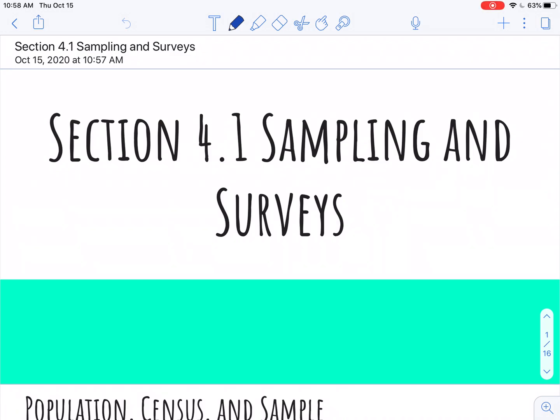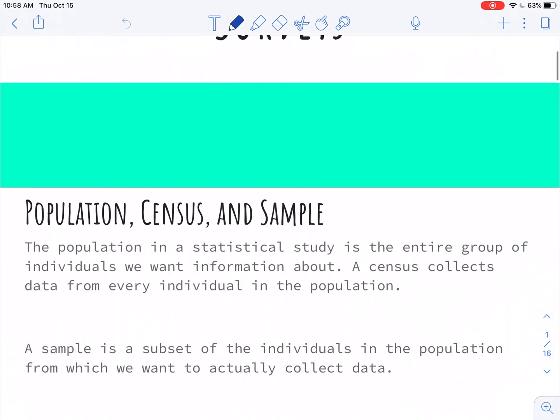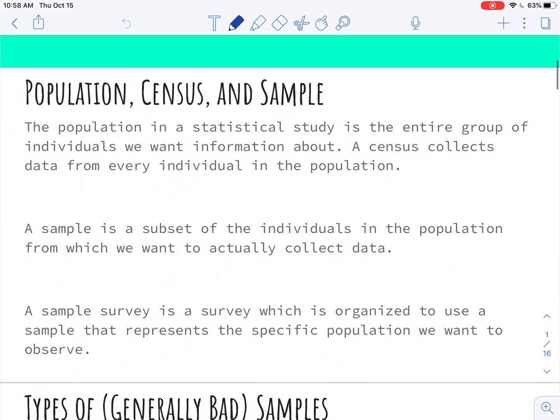These are the 4.1 notes, and we're going to be looking at sampling and surveys. So the first thing that we need to understand is the difference between a population, a census, and a sample. The population in a statistical study is the entire group of individuals we want information about. A census collects data from every individual in the population.